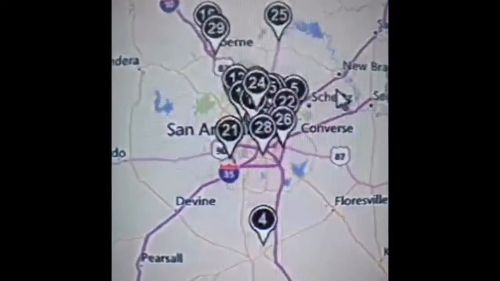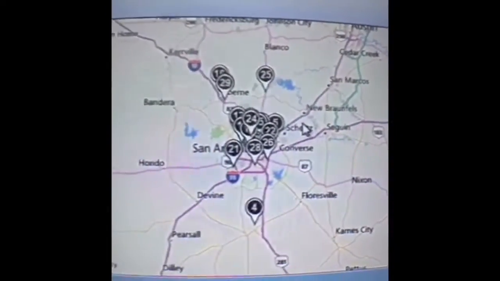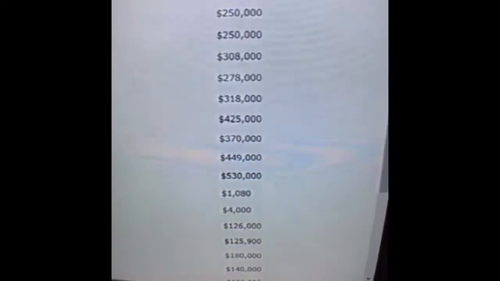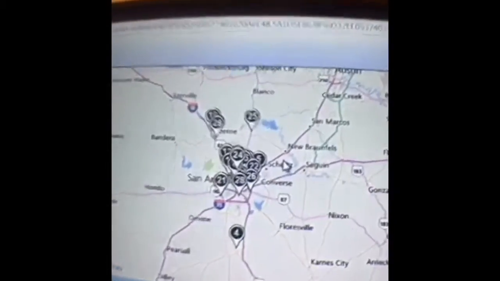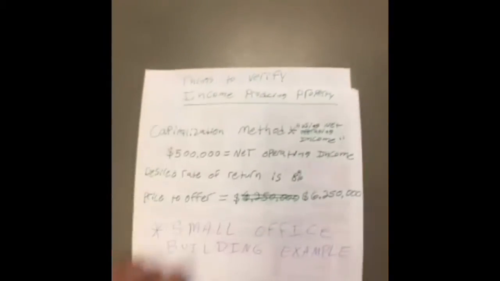I'll give you an example here, and just to show you, look at some of the properties that have recently sold in the San Antonio metro area. You can see this is just in the past 20 days, so there's a lot of deals going on. Some of these are cash purchases and others are going to be financed. So let's talk about income producing property real quick.